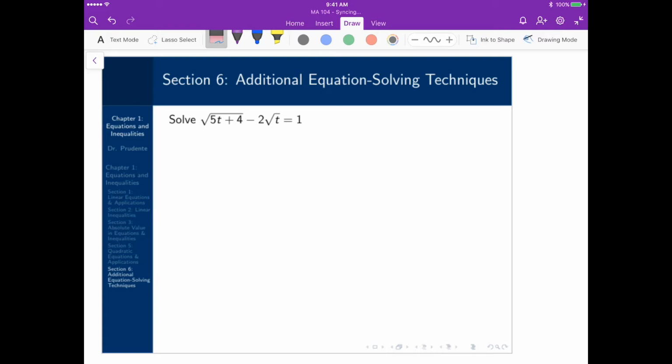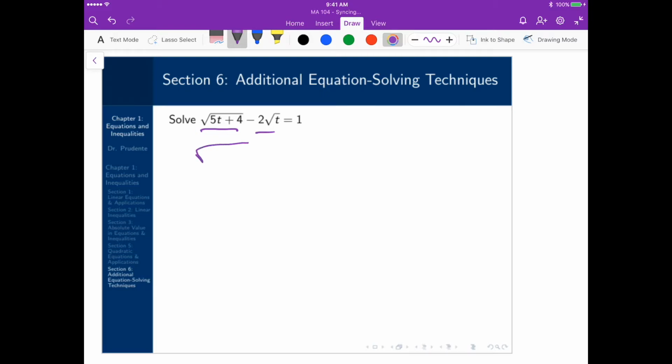Let's work on solving a different, slightly more difficult case. Here, we see we have two radicals. We have this radical and that radical. And when we solve it, we don't want to put them on the same side. It's actually quite the opposite.